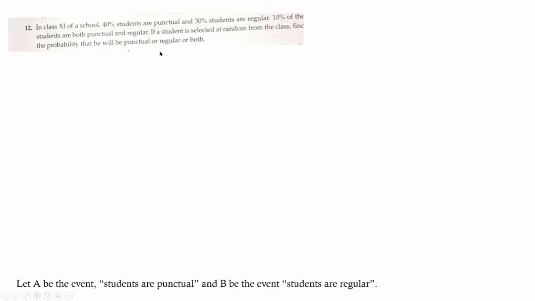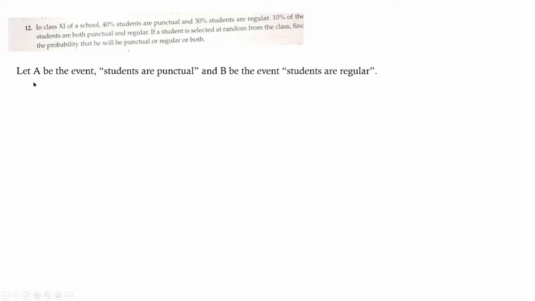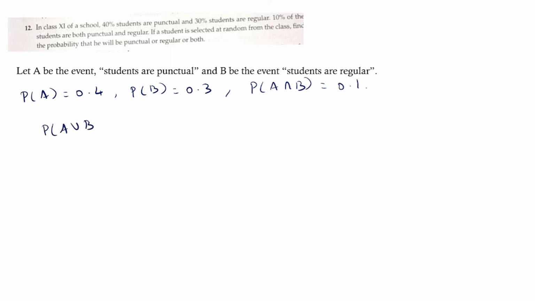So let us take, let A be the event students are punctual and B be the event students are regular. So it is given P of A is equal to 0.4, then P of B is equal to 0.3, 30% means 30 by 100, so it is 0.3, and P of A intersection B is equal to 0.1. Now we need to find P of A union B.